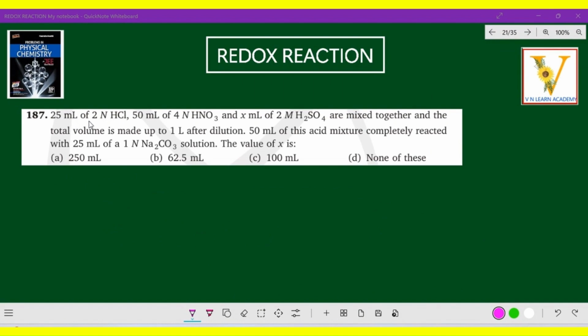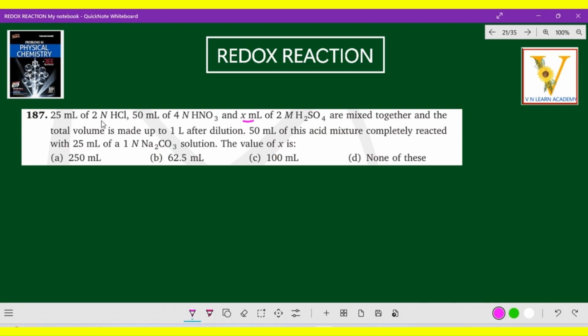The next question: 25 ml of 2N HCl, 50 ml of 4N HNO3 and X ml of 2M H2SO4 are mixed together and the total volume is made up to 1 liter by dilution. 50 ml of this acid mixture completely reacted with 25 ml of 1N Na2CO3, that is basic salt solution. Now the value of X we have to identify.